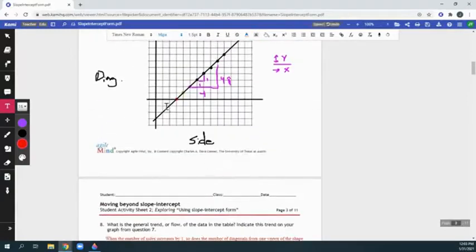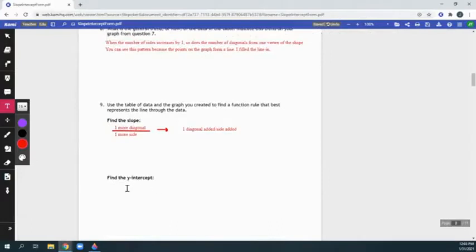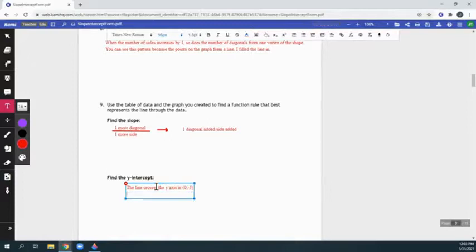And our y-intercept is all the way down here. Where is it? Well, it's negative 1, 2, 3. Often we'll just say negative 3 for the y-intercept, and that's perfectly okay.